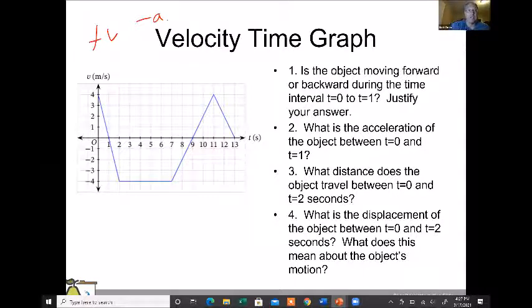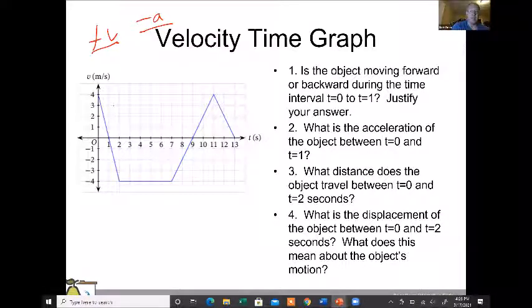Because the sign of its velocity and the sign of its acceleration are opposite. Whenever that's true, the thing is slowing down. We want to know what's the acceleration between t equals 0 and t equals 1. So let's go ahead and find that acceleration. Remember, in a velocity time graph, slope gives you acceleration. So let's find the slope.